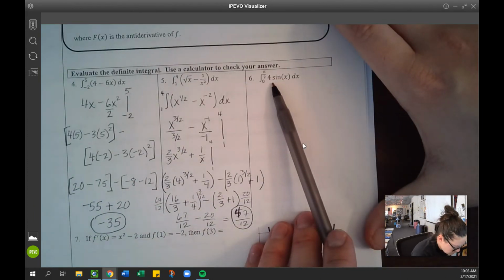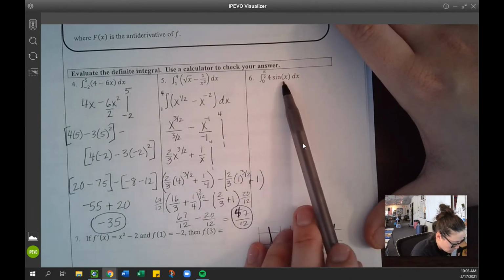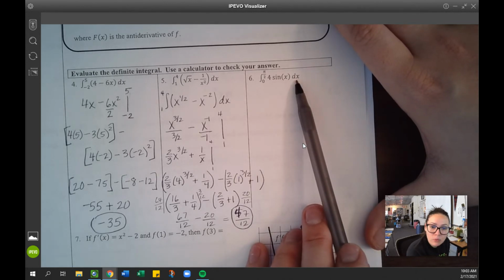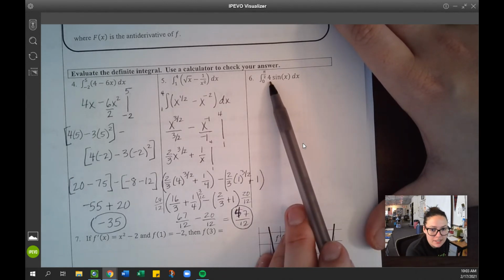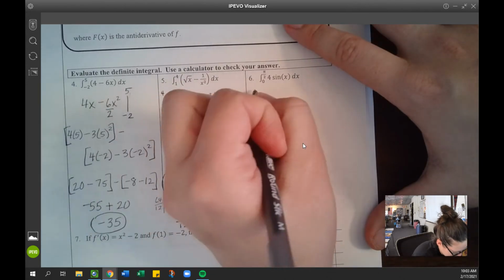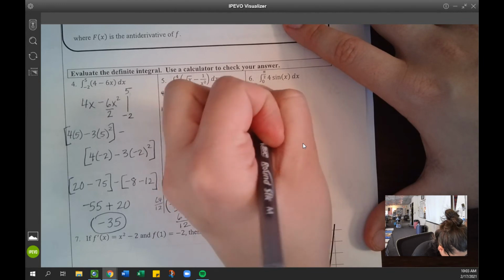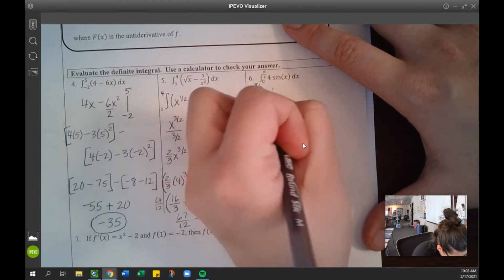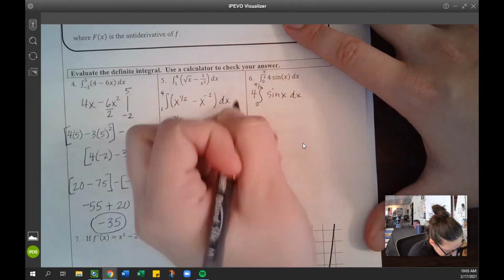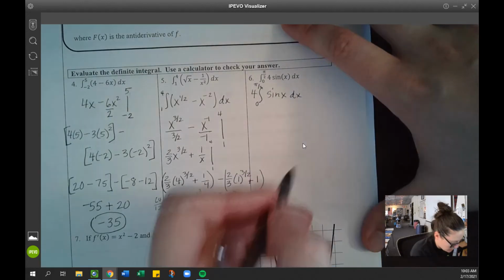So we have the integral from 0 to pi over 2 of 4 sine x dx. Now, one of the things to remember, and we talked about this last week, is that if I have a constant at the front, I can move it to the outside of the integral and just not worry about it. You don't have to, but sometimes it's nice to leave it on the outside, and then you multiply your final answer by 4 at the end. So we'll just do it that way.